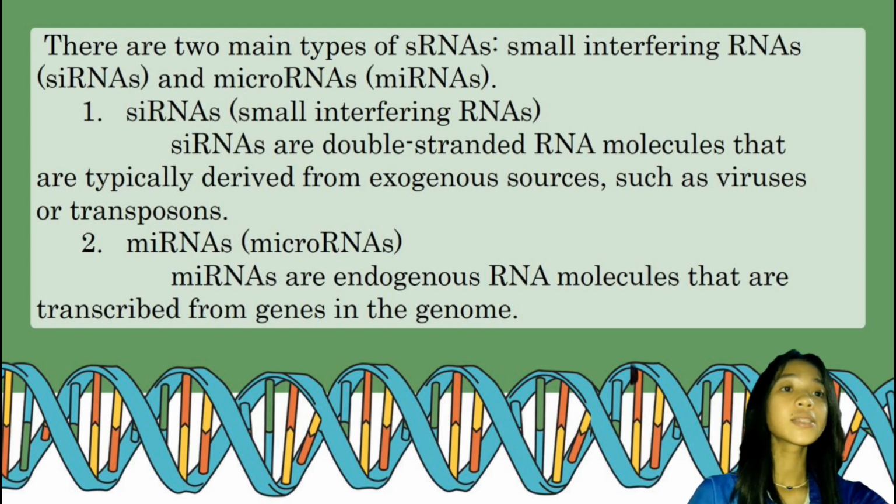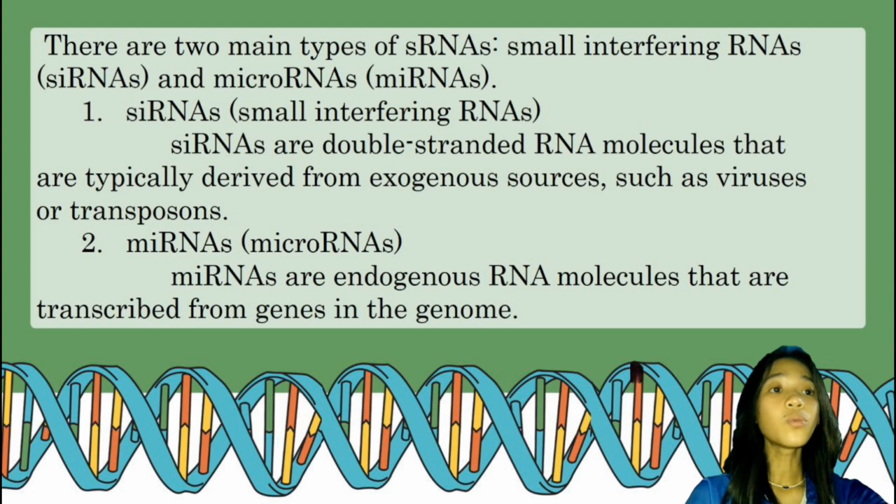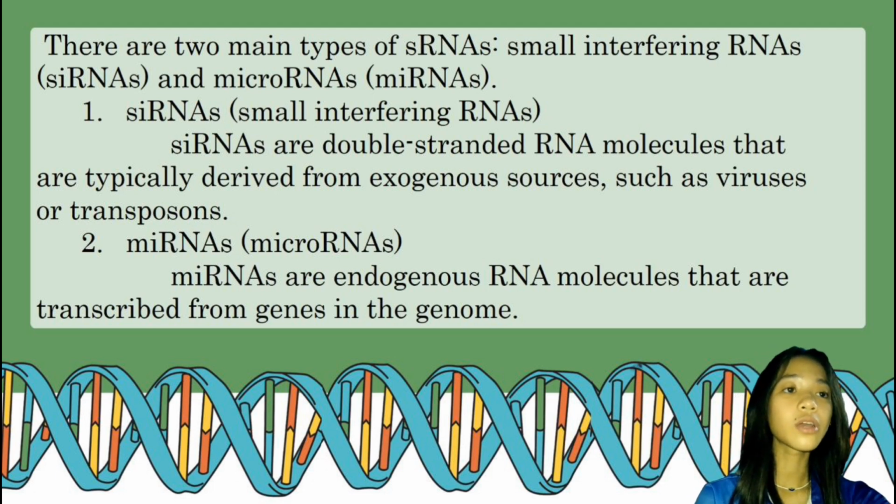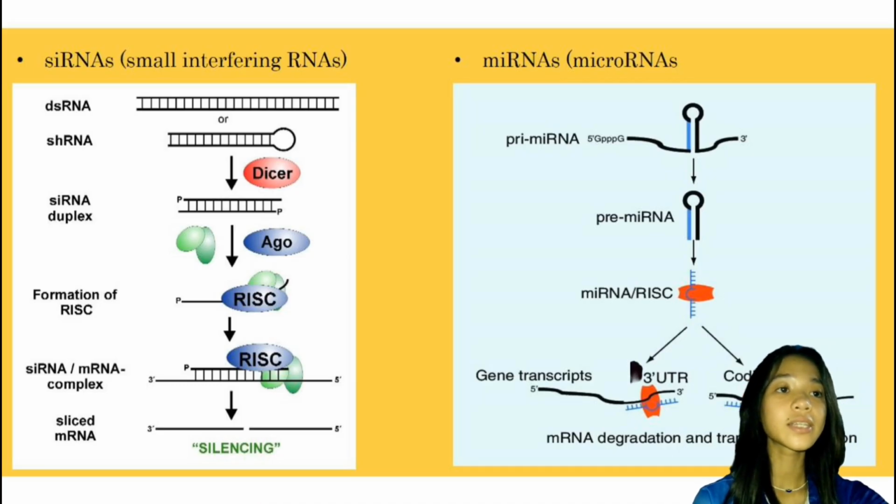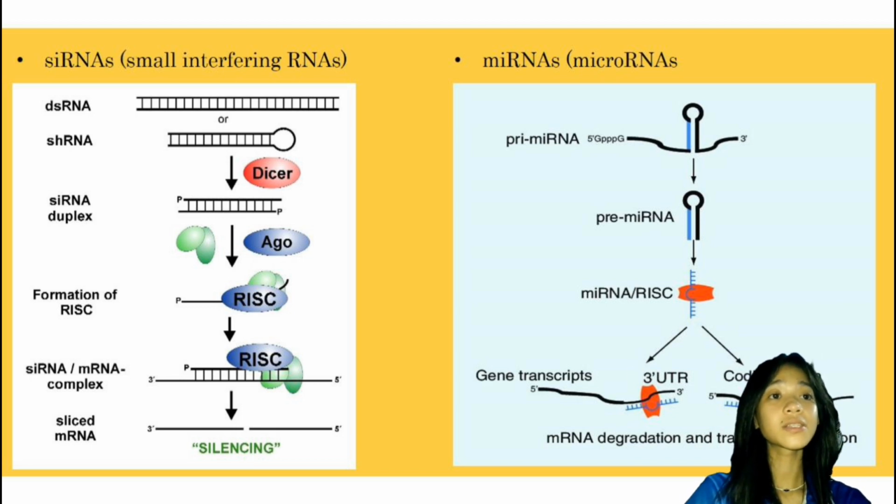First, siRNAs are double-stranded RNA molecules that are typically derived from exogenous sources such as viruses or transposons. Second, miRNAs are endogenous RNA molecules that are transcribed from genes in the genome. So, dito tayo, makikita nyo dito yung siRNAs and miRNAs. So, dito tayo mag-start sa small interfering RNAs.